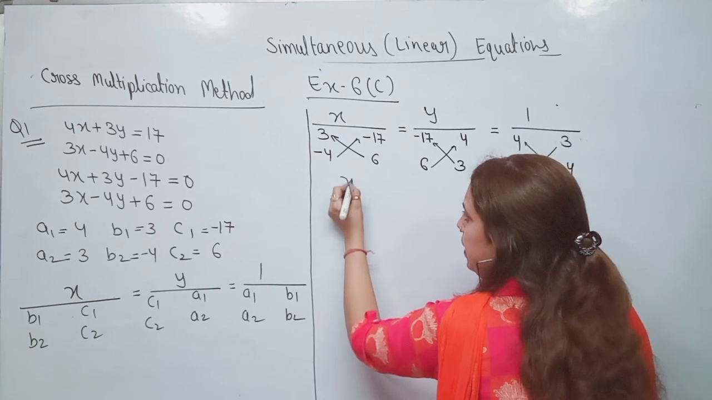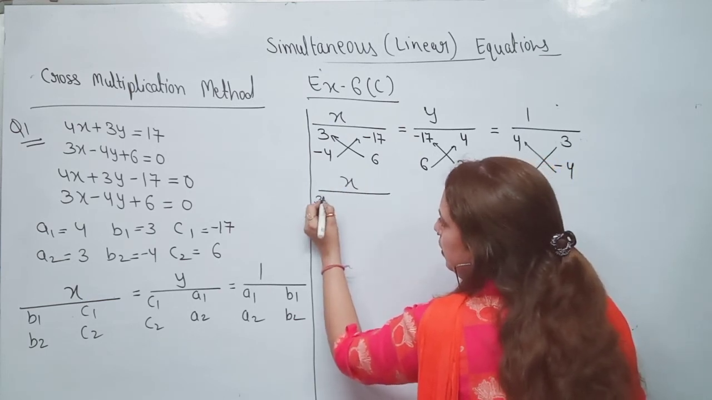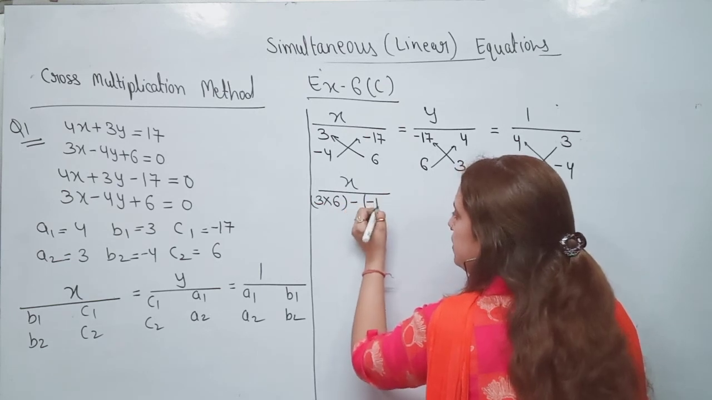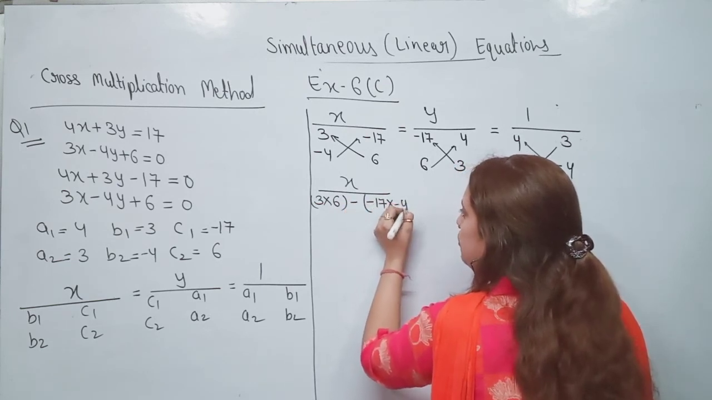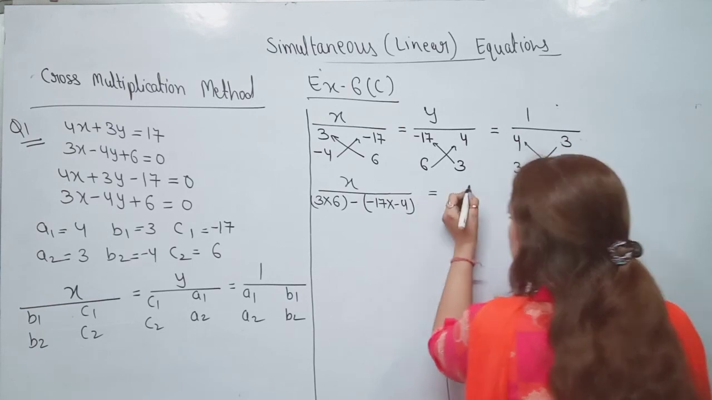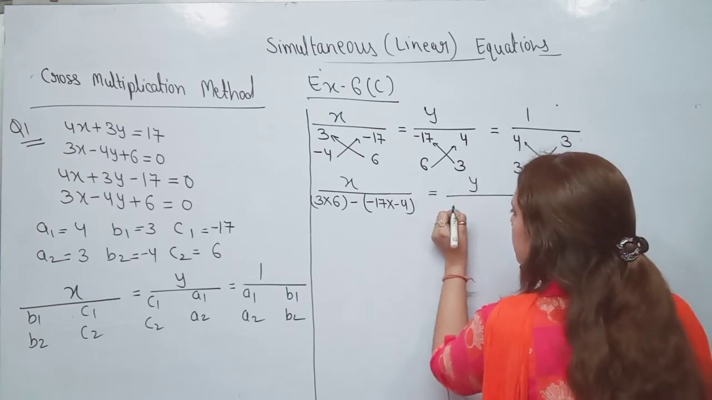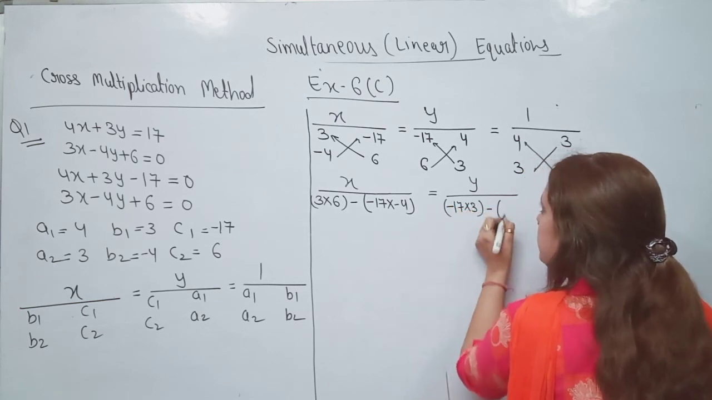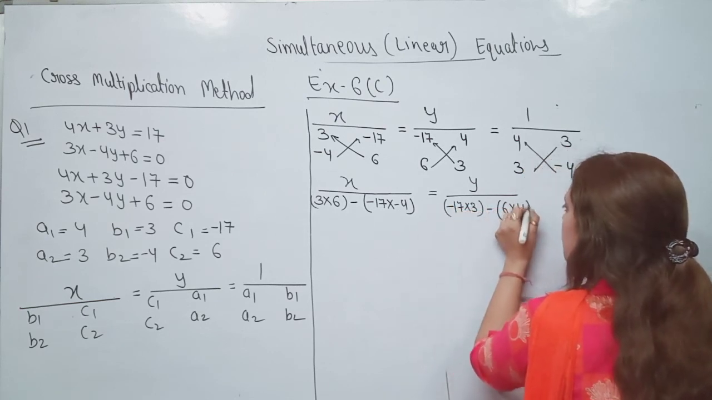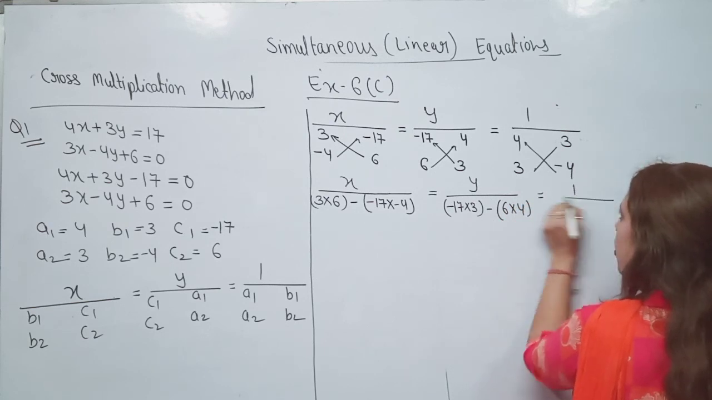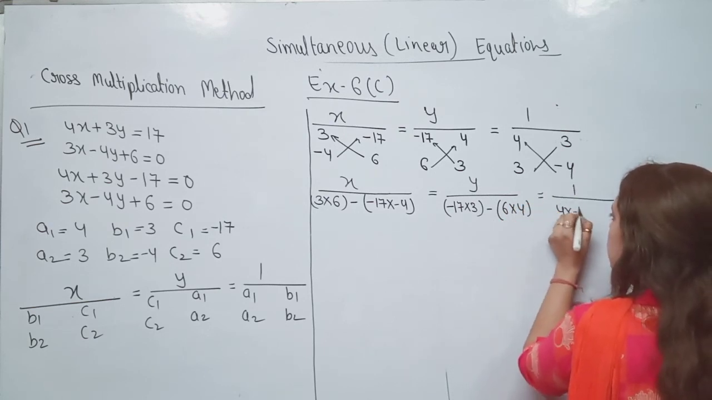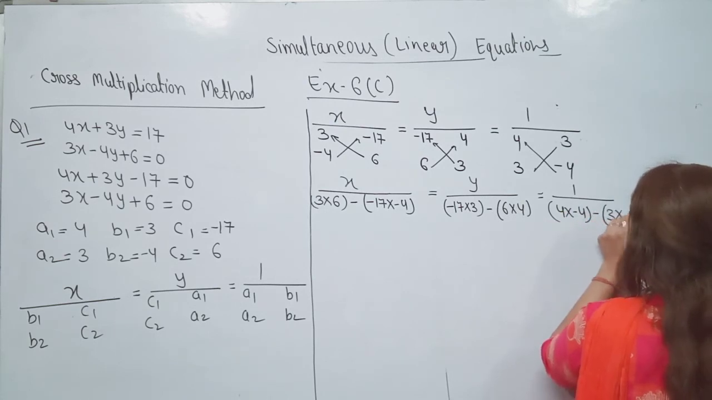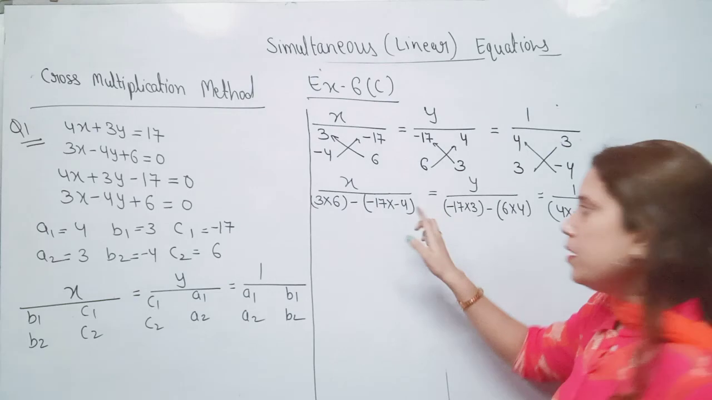So it will be x upon 3 into 6 minus 17 into minus 4, is equal to y upon minus 17 into 3 and minus 6 into 4, is equal to 1 upon 4 into minus 4 minus 3 into minus 4. Okay beta? Now solve it.